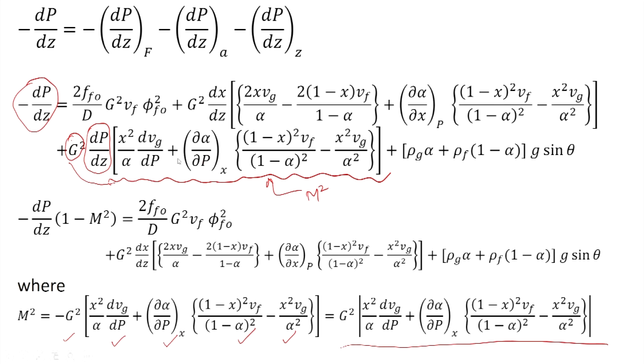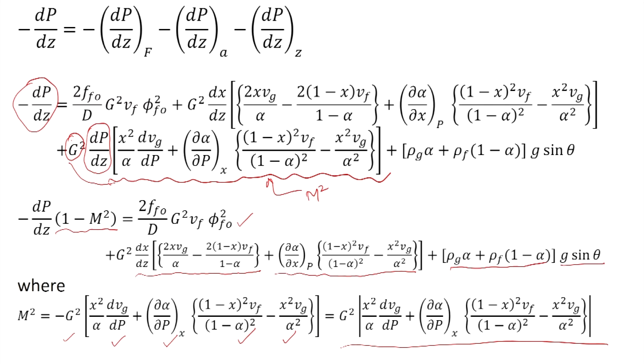Now, when we take this term to the left hand side and combine with dP by dz, we get dP by dz into 1 minus m square, and on the right hand side we have 2 f_FO upon d G square v_f phi_FO square plus G square dx by dz into 2 x v_g by alpha minus 2 (1 minus x) v_f by (1 minus alpha) plus double alpha by double x p into (1 minus x) whole square v_f upon (1 minus alpha) whole square minus x square v_g by alpha square, plus rho_g alpha plus rho_f (1 minus alpha) into g sin theta.